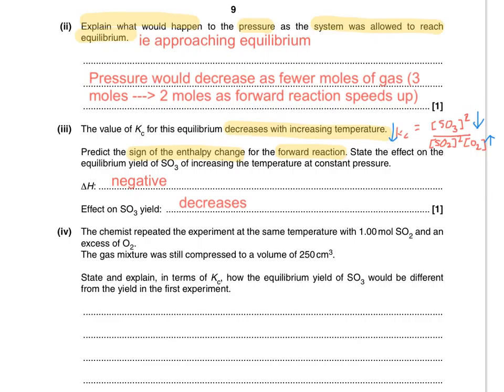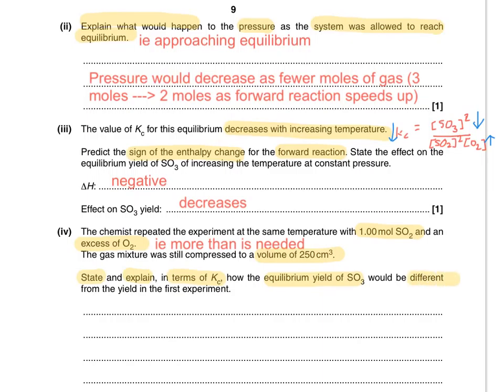So in this next scenario, the experiment is done again, but this time the same amount of SO2 in excess of O2, which essentially can be taken to mean more than is needed. So the volume is still compressed to 250. So it says state and explain in terms of Kc how the equilibrium yield of SO3 would be different.